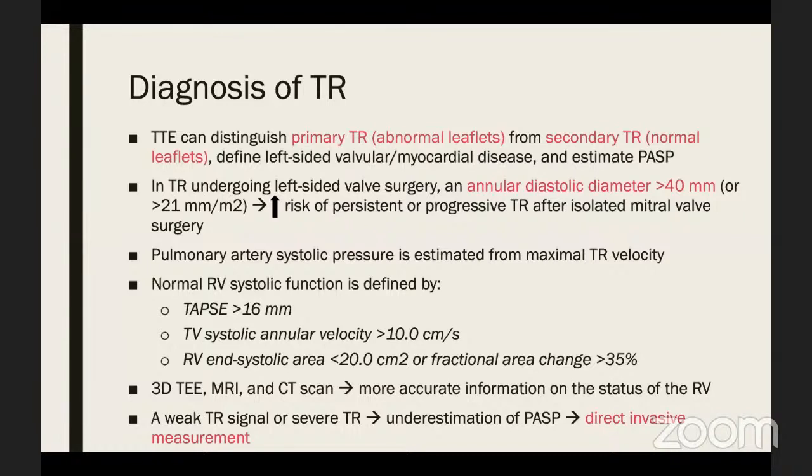The pulmonary artery systolic pressure is estimated from the maximal TR velocity, and normal RV systolic function is defined by a TAPSE that is more than 16 millimeters, tricuspid valve systolic annular velocity that is more than 10, the RV end systolic area less than 20, or a fractional area change that is more than 35%. Other modalities such as 3D, transesophageal echo, MRI, CT scan can provide more accurate information on the status of the RV if needed. And in case of a weak TR signal or severe TR, there might be underestimation of the pulmonary artery systolic pressure. In this case, a direct invasive measurement might be needed.